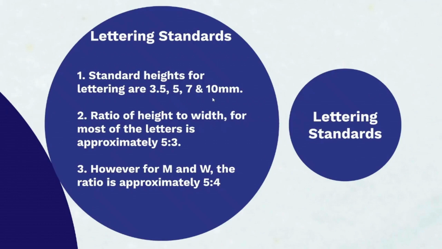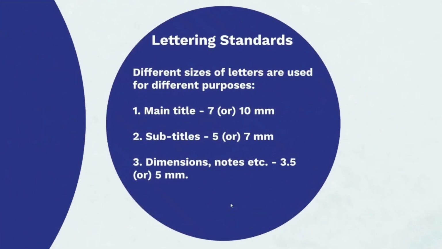Okay guys, the next point is the ratio of height to width. For most letters, the height and width should be in the ratio of approximately 5:3. However, for M and W, the ratio is approximately 5:4.